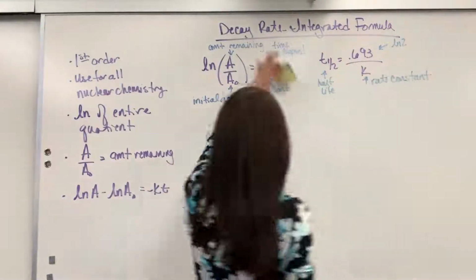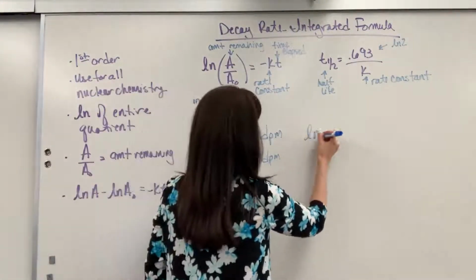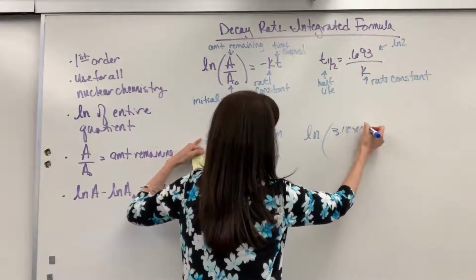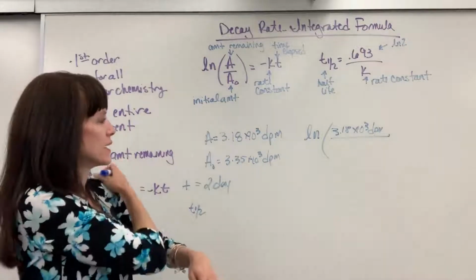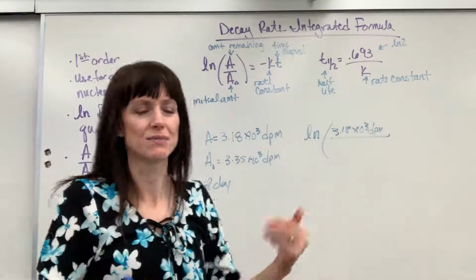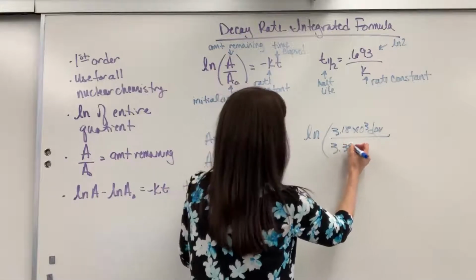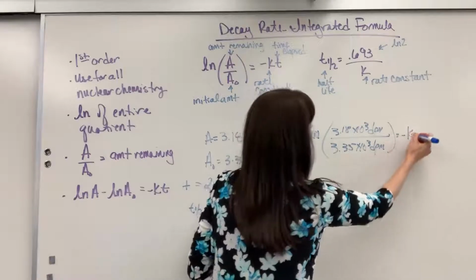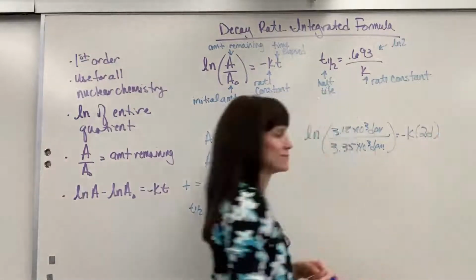So let's go ahead and plug in what we have into our decay rate, right here, this integrated formula. We're going to have the natural log of the amount remaining, 3.18 times 10 to the 3 disintegrations per minute. So this amount remaining, that's just going to be a nuclear unit, so don't worry about that if you're not using that. It's just a unit that we use in nuclear chemistry. The initial amount was 3.35 times 10 to the 3 disintegrations per minute equals negative K. That's what I'm looking for. And the time elapsed was 2 days, 2D right there.